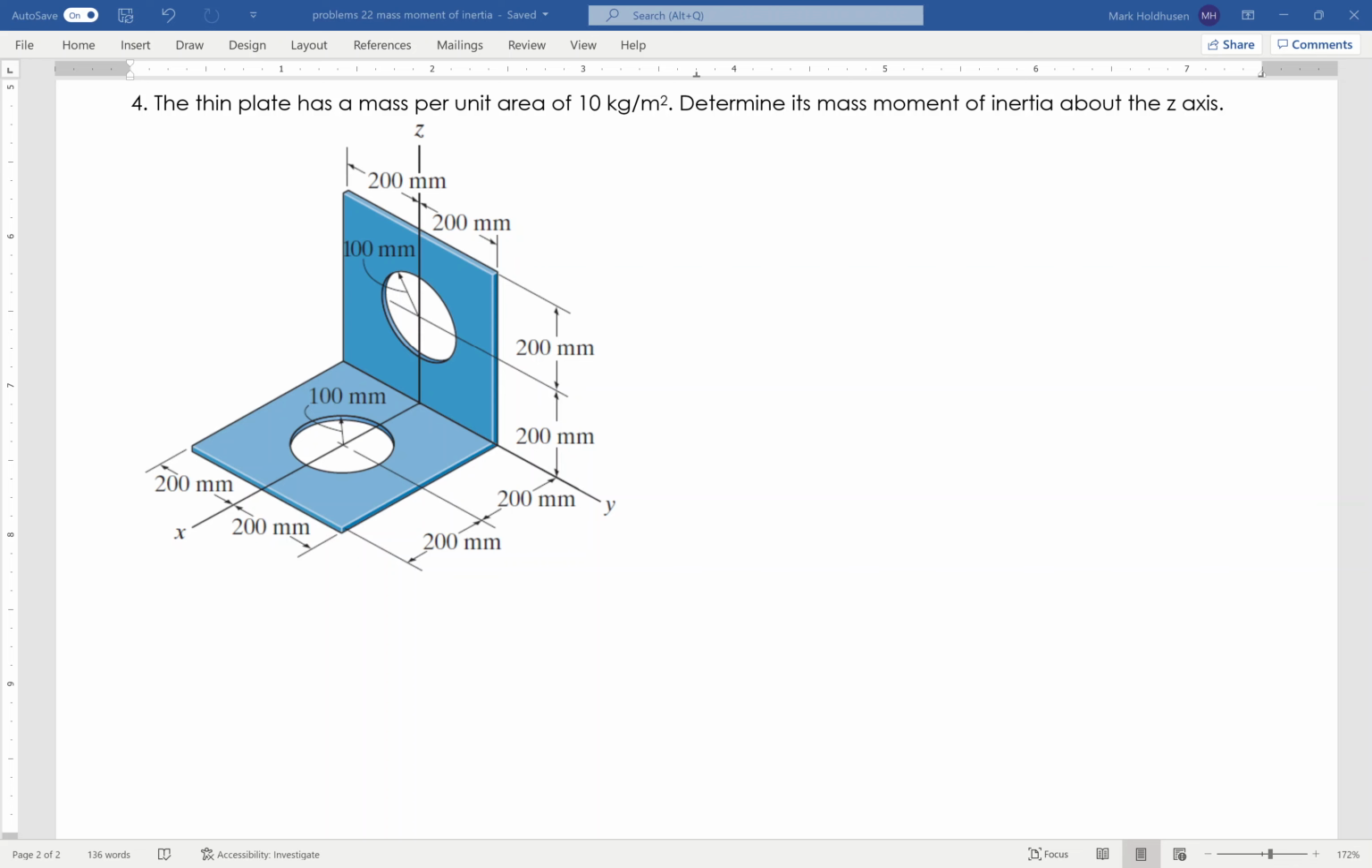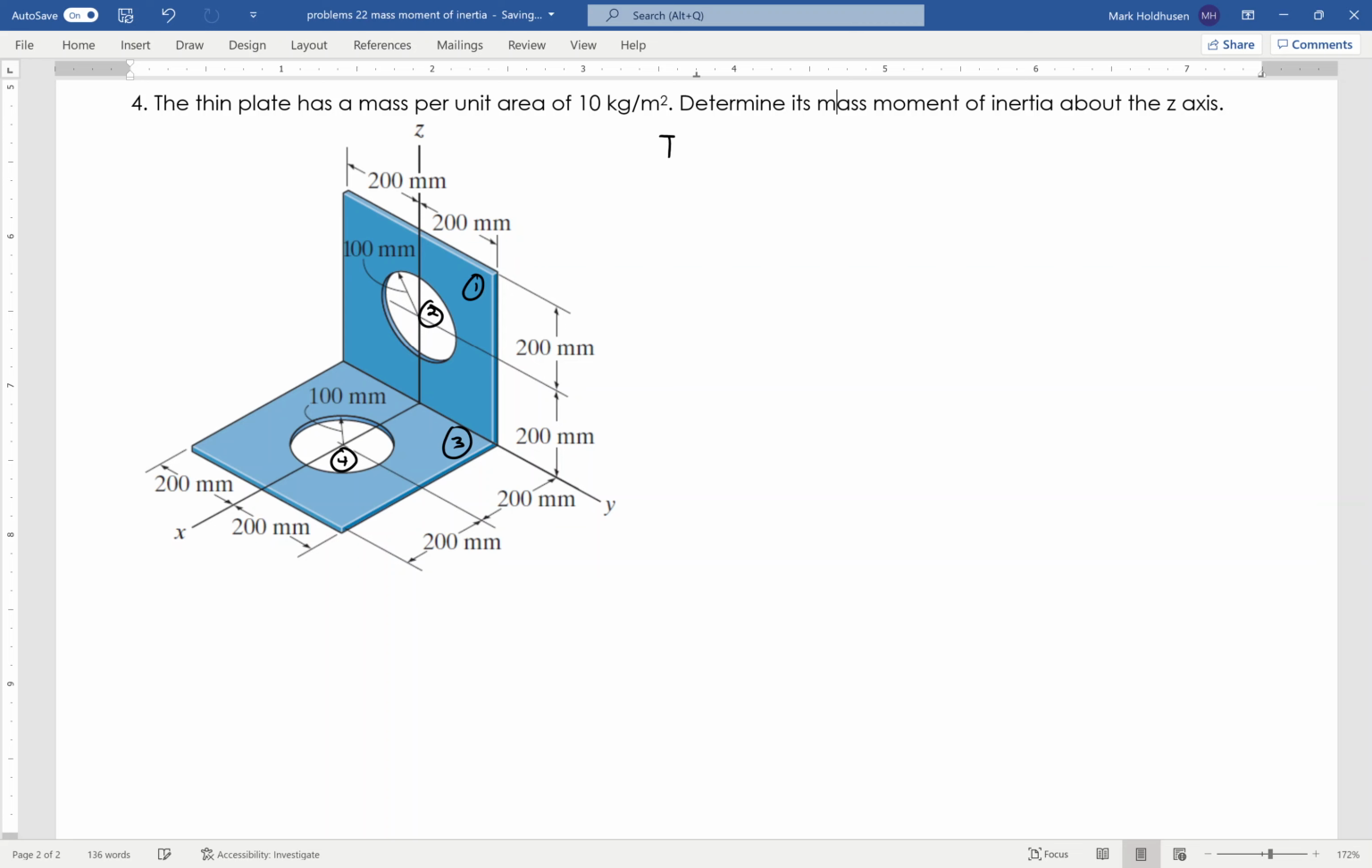Okay, so we want to find the mass moment of inertia about the z-axis for this shape here. Now, it's a piece of sheet metal. I know it has a mass per area of 10 kilograms per square meter. Because again, what I'm going to do here is find the moment of inertia of each piece. I'm going to basically break it up into 1, 2, 3, and 4, find the moment of inertia of each one of these about the z-axis, and then add them together.